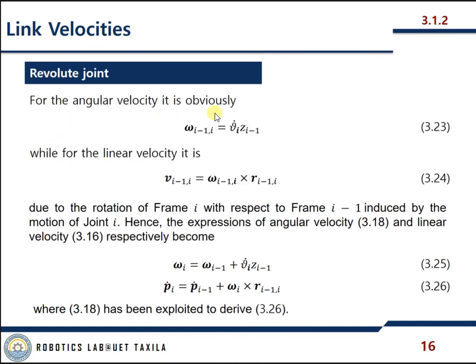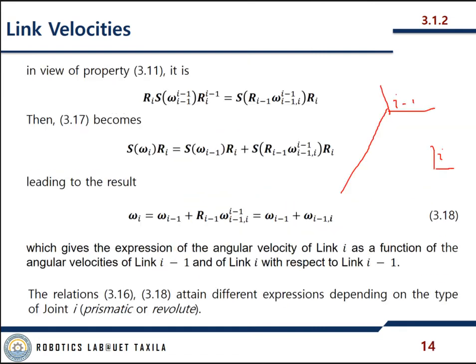For the angular velocity, it is obviously for a revolute joint, omega i-1 is going to be its rate of change of angle, while for the linear velocity, this one is going to be equal to this one, same omega i-1,i cross multiplication of r i-1,i, which is a multiplication of the rotation matrix and point P being represented in frame i. So this is R. Let me show you one more time what is R.